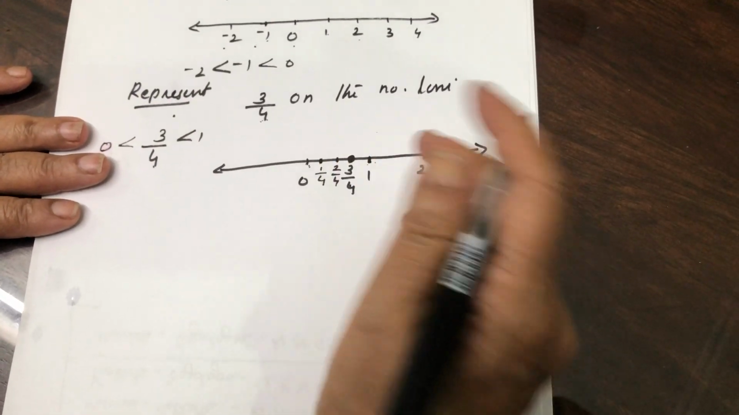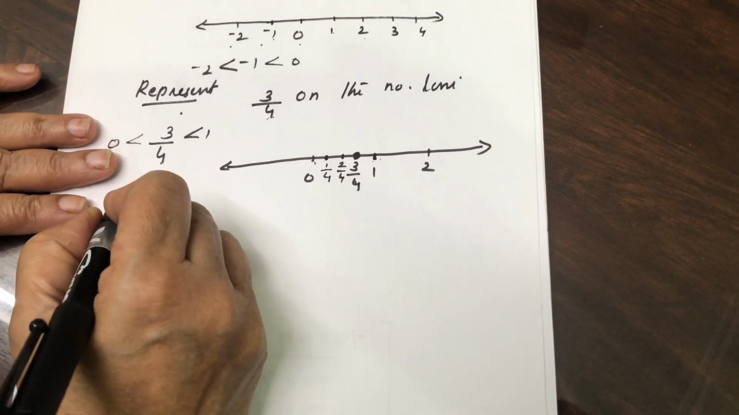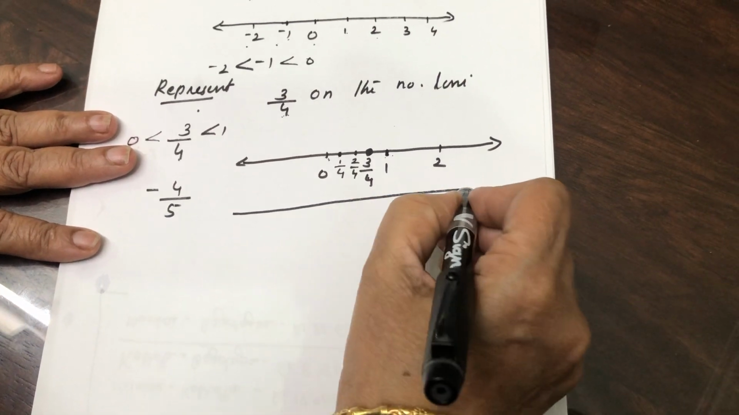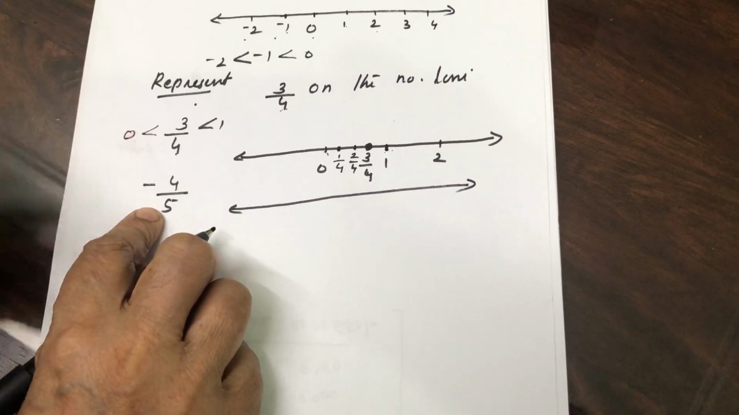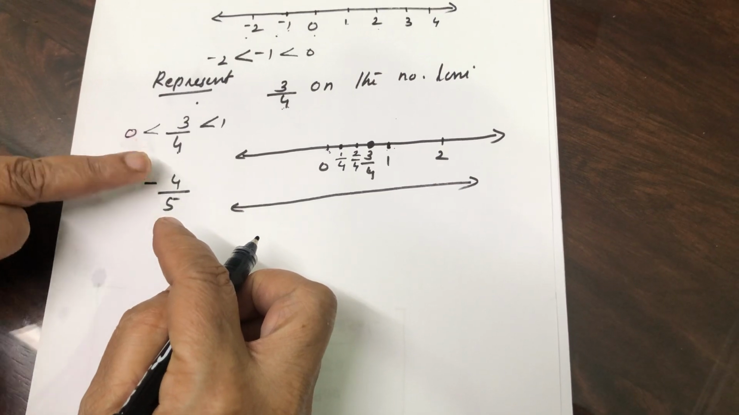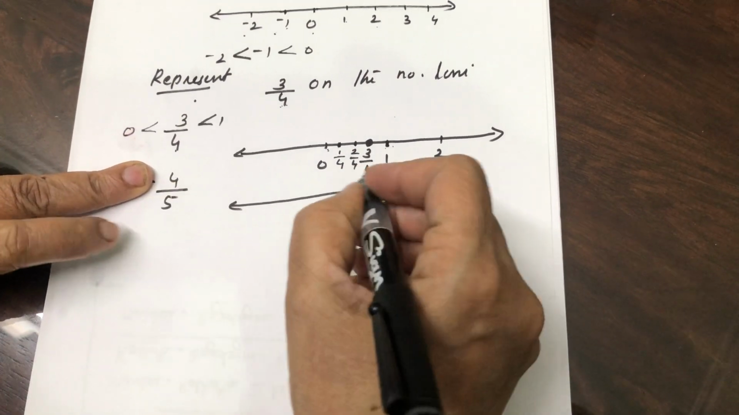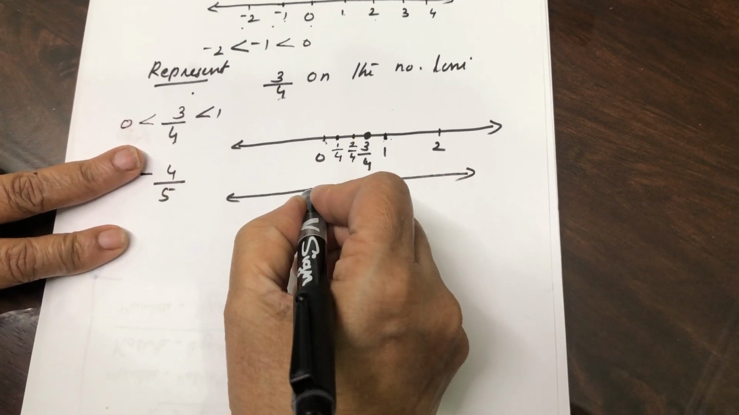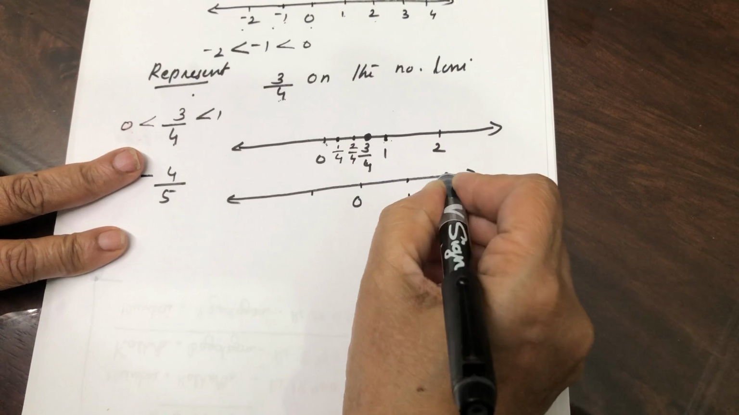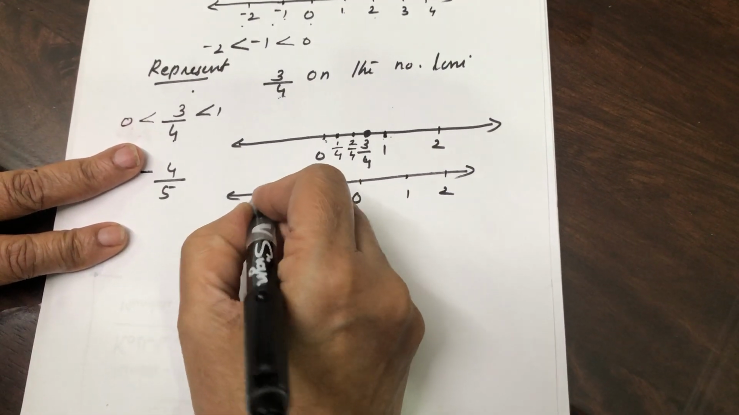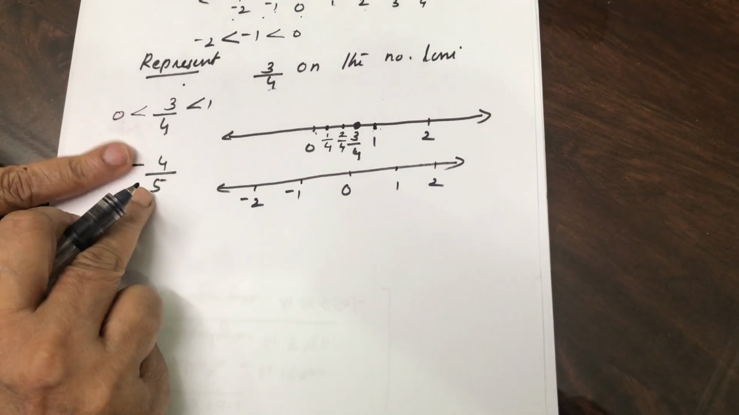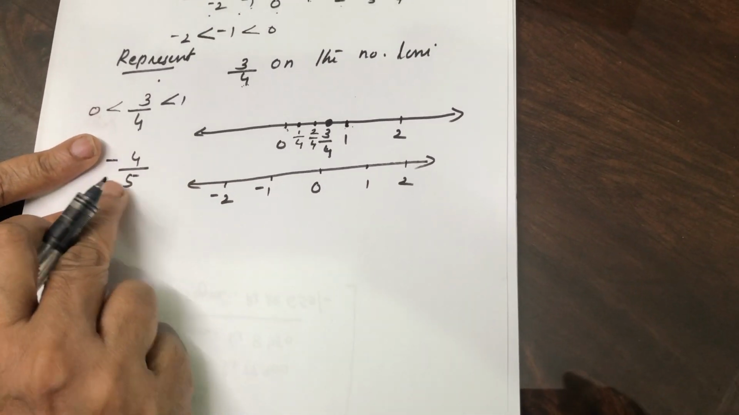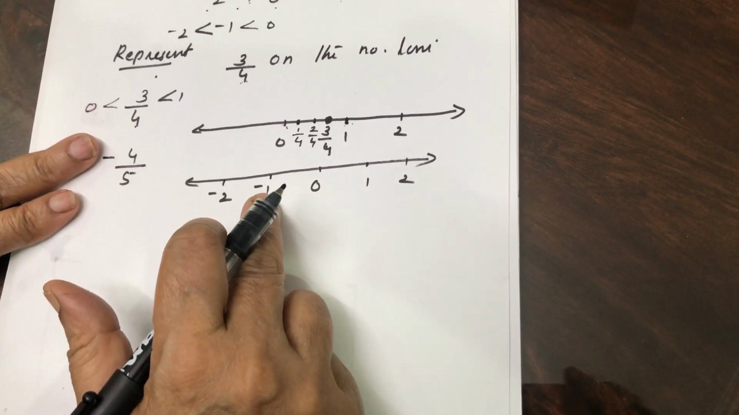So how do we mark -4 by 5 on the number line? This is a negative number, and the denominator is greater than the numerator. Therefore it comes on the negative side of 0. 4 by 5 lies between 0 and 1, so -4 by 5 lies between 0 and -1.